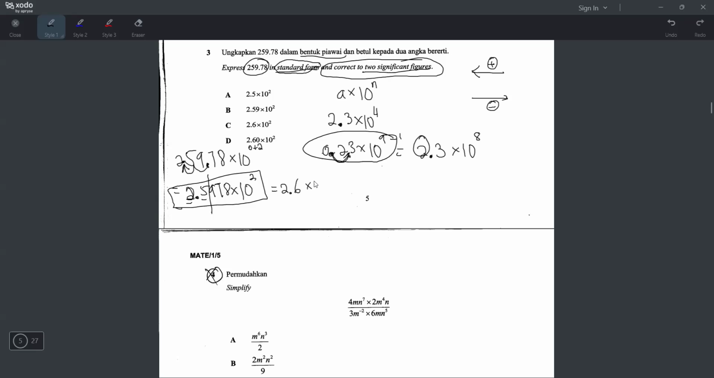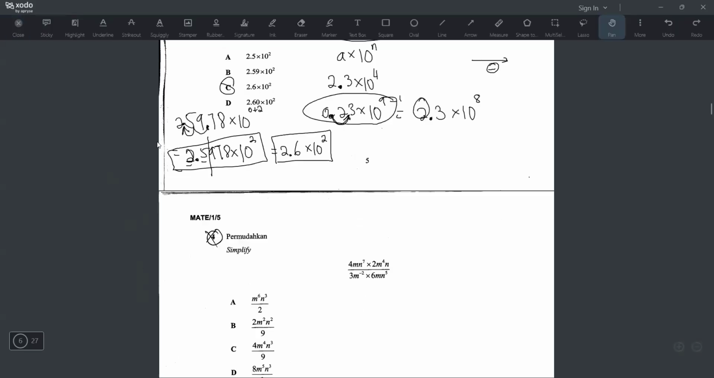So it becomes 2.6 times 10 power 2. So this is your final answer. The answer is C. Okay. All right. Hope you understand.